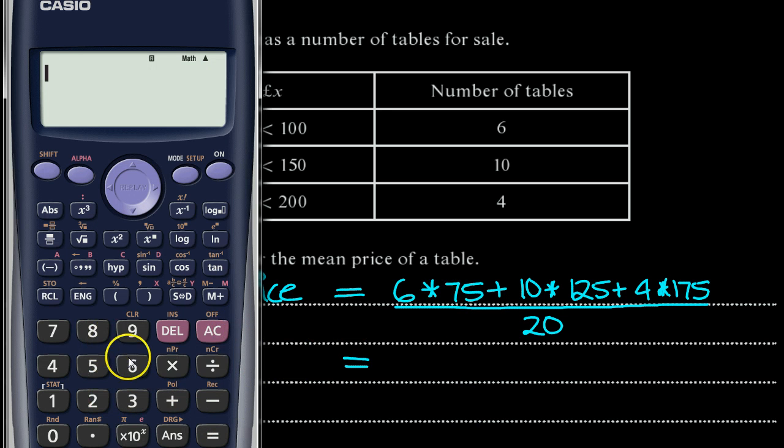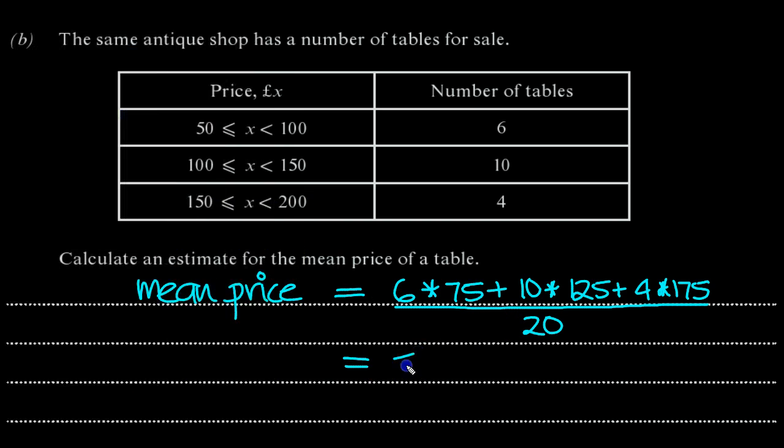6 times 75 plus 10 times 125 plus 4 times 175 equals 2,400. Now divide that by 20 equals £120. That would be the estimate for the mean cost, or the average cost, of a table.